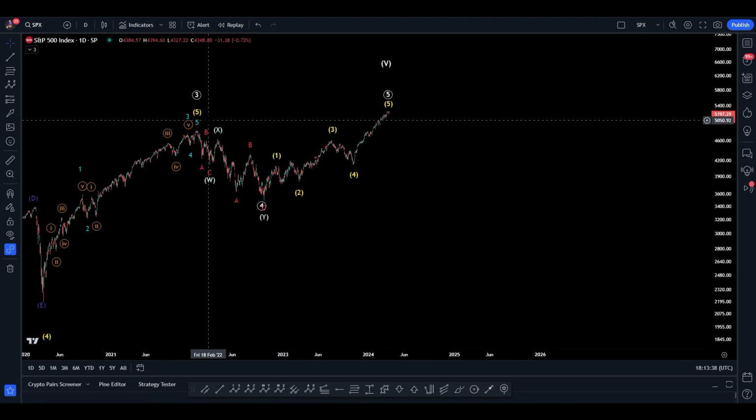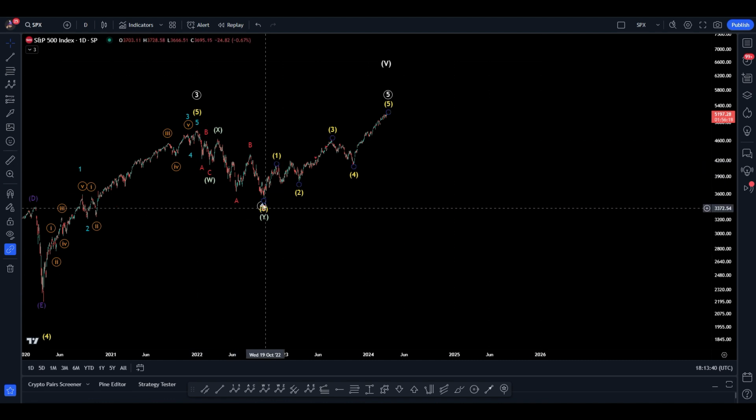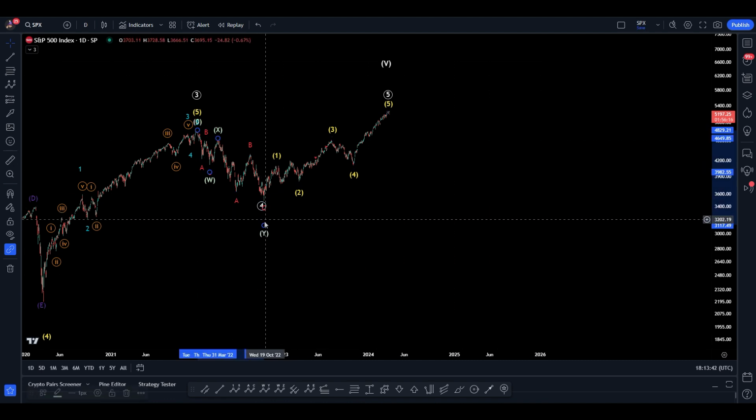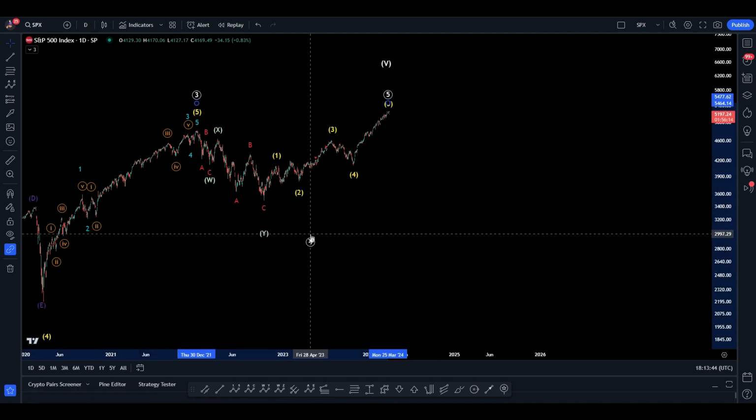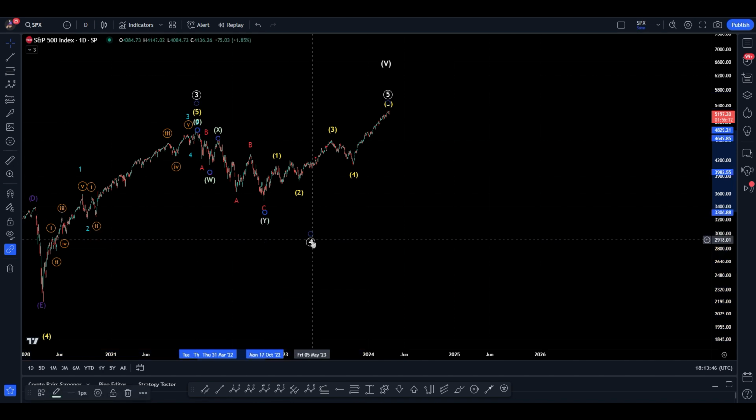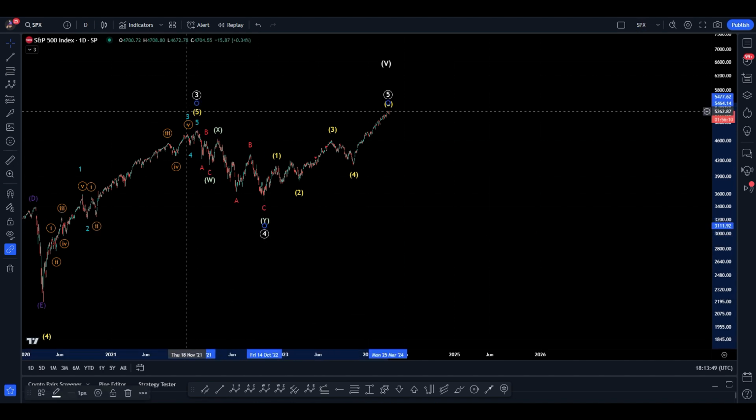There's multiple interpretations as well. Okay. For this, what I have labeled as a 4th wave down, I have it labeled as a double zigzag now. In the previous video, I had it labeled as a triple zigzag. Label it however you want. Okay, this is just another way to label it.